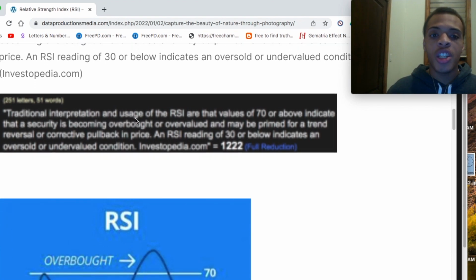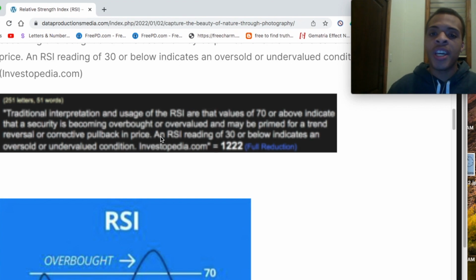Traditional interpretation and usage of the RSI are that of values of 70 or above indicate that a security is becoming overbought or overvalued and may be primed for a trend reversal or corrective pullback in price. An RSI reading of 30 or below indicates an oversold or overvalued condition. Investopedia.com. 222 in the reduction cipher. So you have that one in 2022 now, which we're in, that 222. So that's big time. All right.